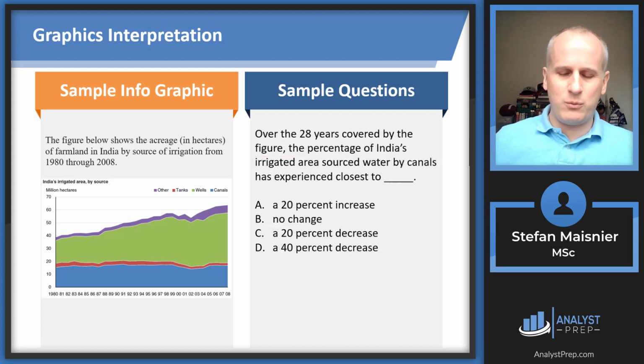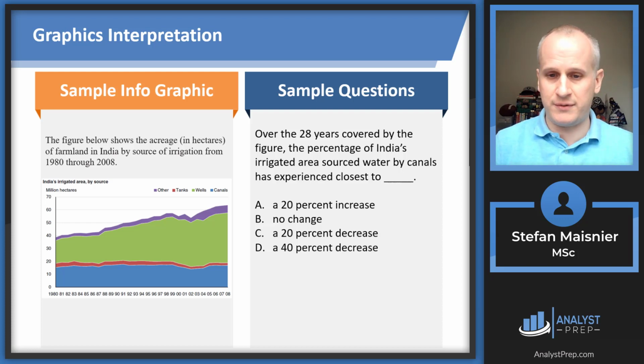So then let's take a look at one more example question. We've got, over the 28 years covered by the figure, the percentage of India's irrigated area sourced water by canals has experienced closest to what percent change? So we've got a percent increase, a no change, a percent decrease, and a percent decrease. So again, on the exam, these answer choices wouldn't necessarily be revealed immediately. Instead, you probably just want to go do this work yourself up front.